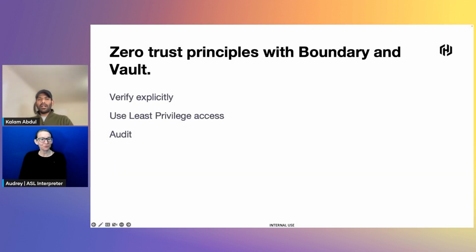So with Boundary involved, we're able to achieve some of the zero trust principles, which is verifying credentials explicitly, and also providing least privilege access. The end users only see the systems they have access to, and we now have proper audit to see all the requests and responses, or the sessions happening within the control plane, right?